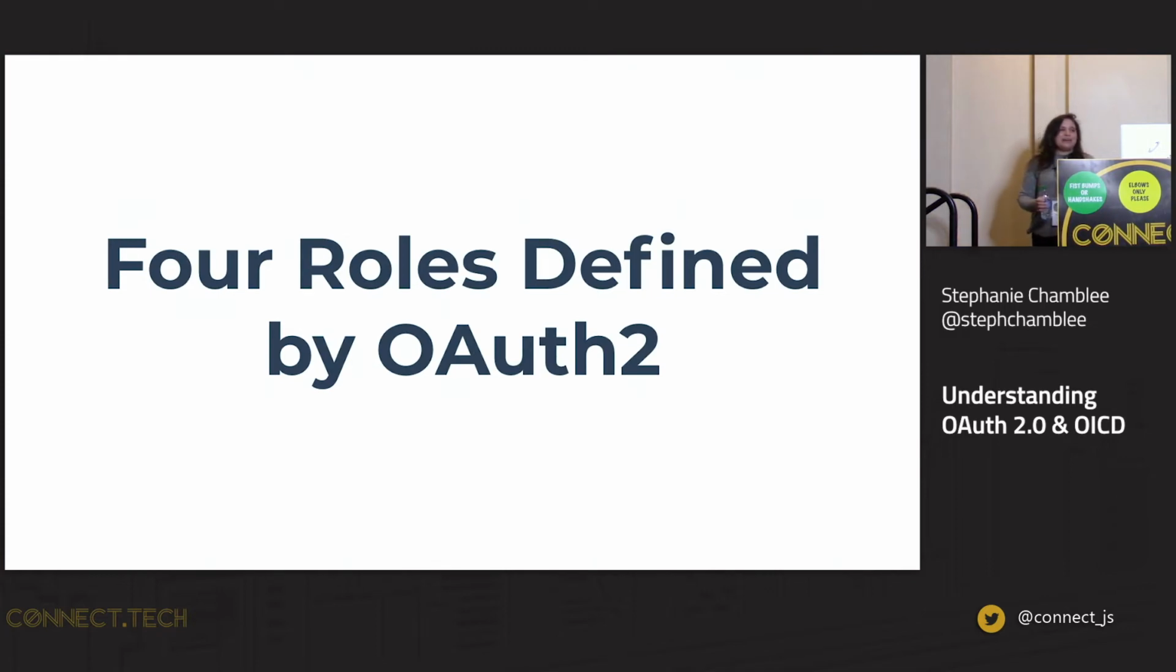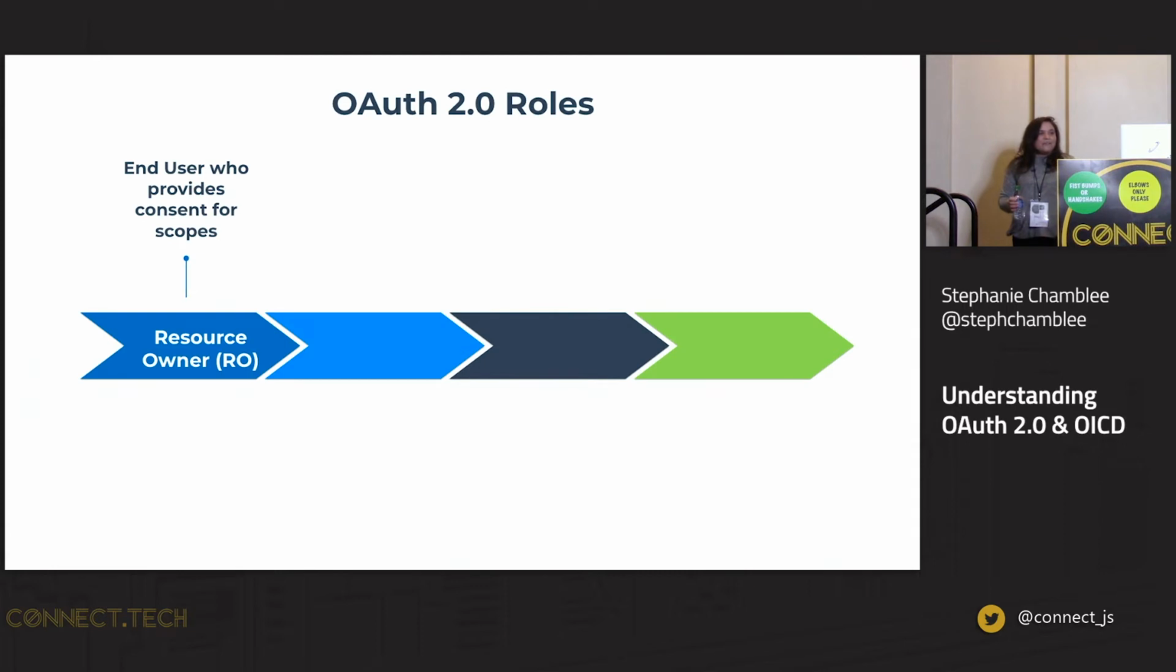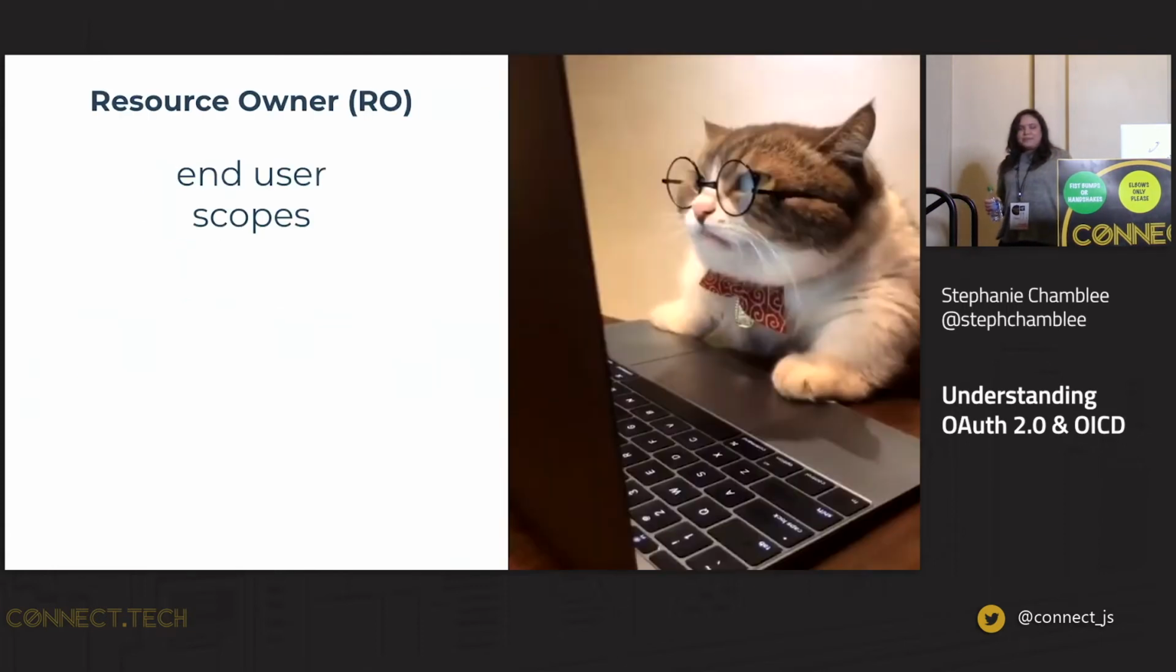So first, let's talk about the roles described by OAuth 2. First, there is the resource owner. The resource owner is described as an entity capable of granting access to a protected resource. When the resource owner is a person, it's called an end user. And the things that they grant access to are scopes. For instance, their profile information, their contact list, data that they own.